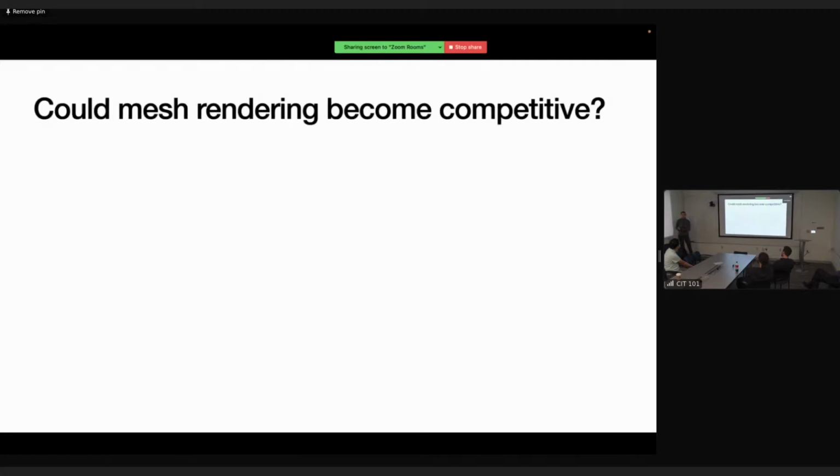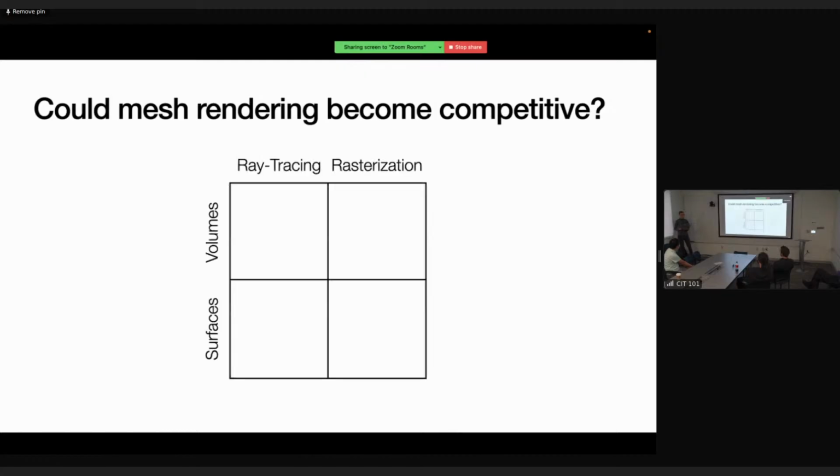Okay, and now finally, I have a question, which is, could mesh rendering, or mesh rasterization I should say, become competitive? So here we have this grid of stuff that people commonly do in NeRF land. For volumes plus ray tracing, which should be, I guess, ray marching, we have NeRF, and this is wildly successful. This works really well. For volumes plus rasterization, we have 3DGS. For ray tracing plus surfaces, we have NeuS. This is surface-based, it's optimizing SDF, but it's doing it in this NeRF style with the trick that I talked about. But there really isn't a standout thing in this category.